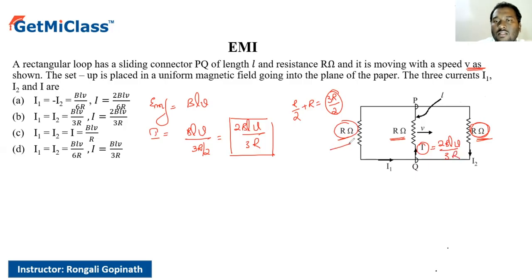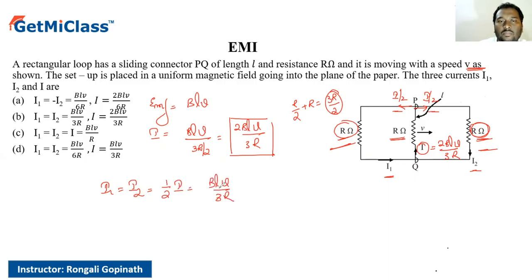Now, since this resistance and this resistance are same, this I gets equally divided in these two branches as I by 2 and I by 2. If you check the directions, I2 is in the same direction as I by 2. I1 is also in the same direction as I by 2. So we can say that I1 equals I2 equals half of I, which is nothing but BLV by 3R. So I is 2BLV by 3R.